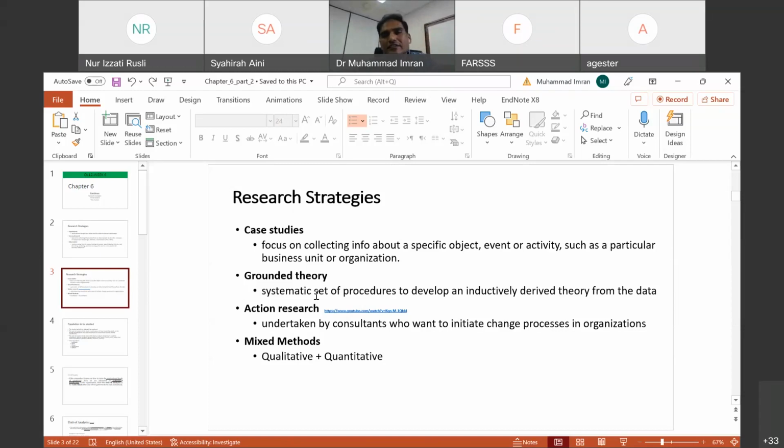Action research. This is very useful and very famous, and most of this kind of research is done in teaching methods. Suppose I'm giving you an example. The same topic, we are covering research strategies now.